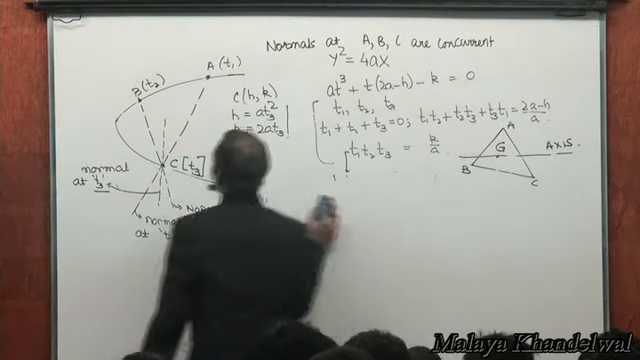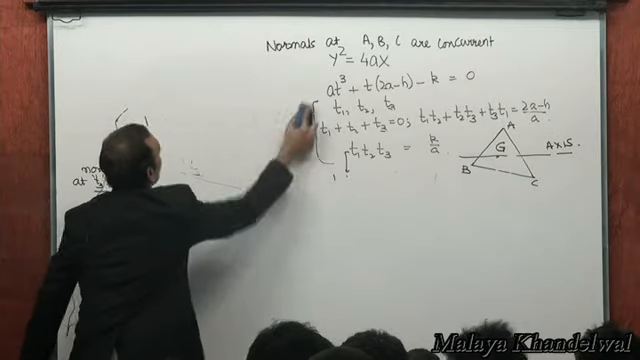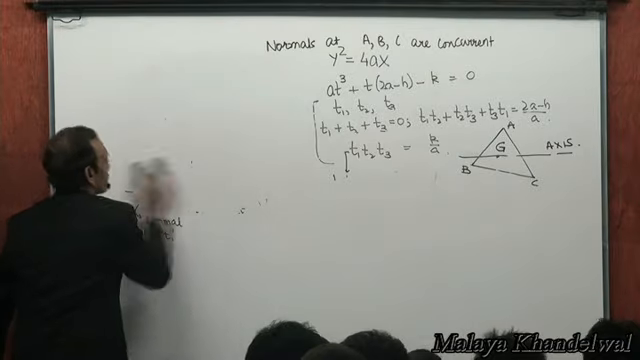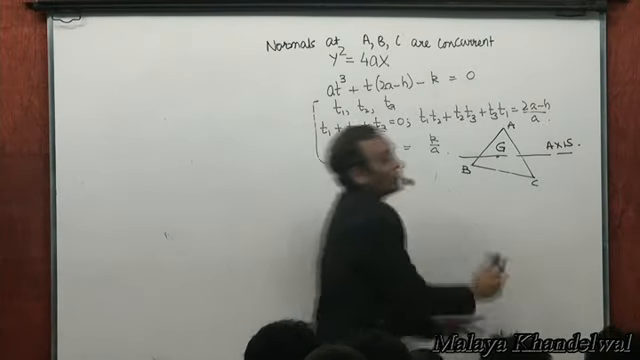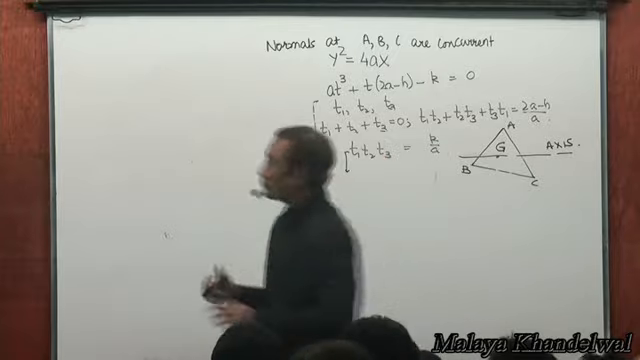In fact, you know, this property could also have been obtained as follows: T1 T2 equal to 2.